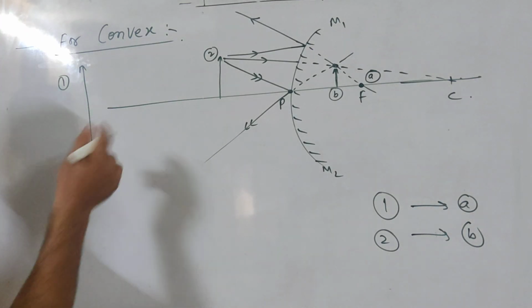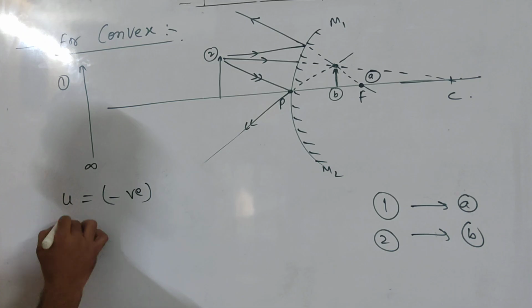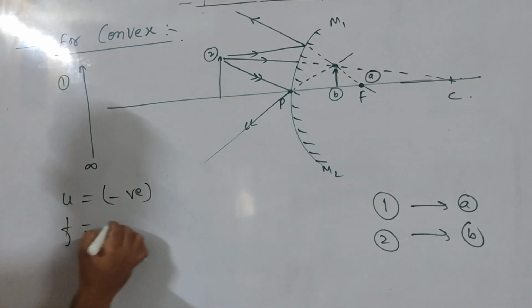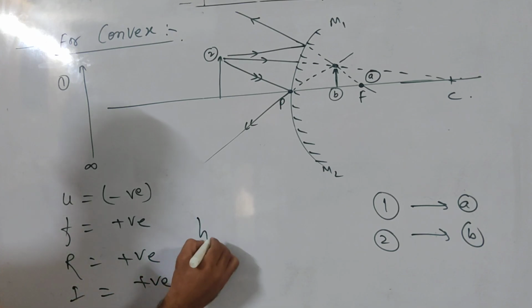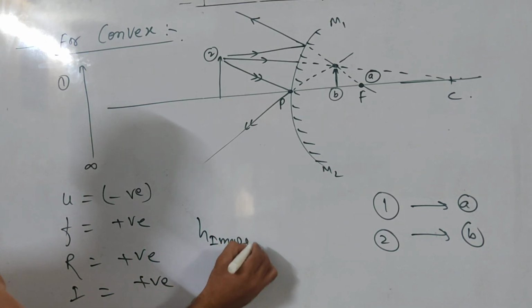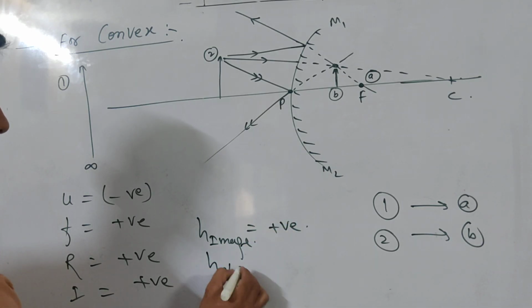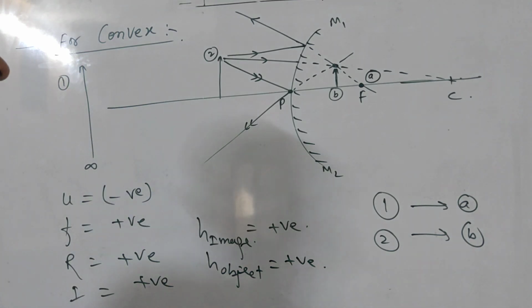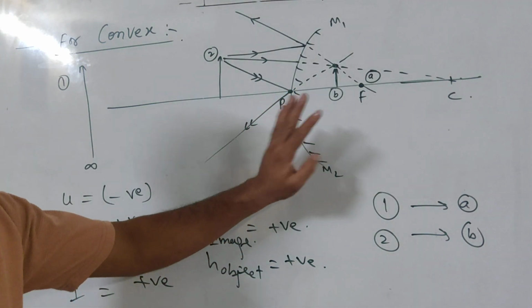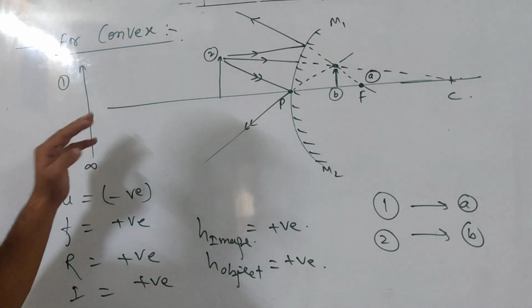Now in this situation also the same thing: object distance is always taken as negative, focus for this you know positive, radius you know positive, image you know positive, and height of the image, it is virtual. Virtual means positive. Object, it is also positive. It's very simple. यहाँ कोई रियल इमेज बनती नहीं है, इसलिए रियल का कोई केस यहाँ पे आएगा नहीं. Clear? So these are the things.